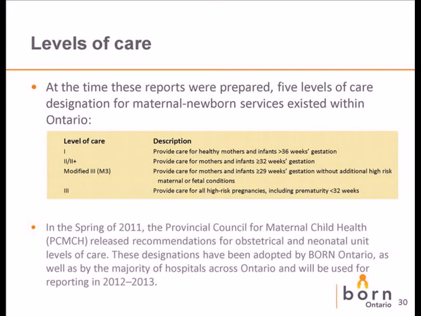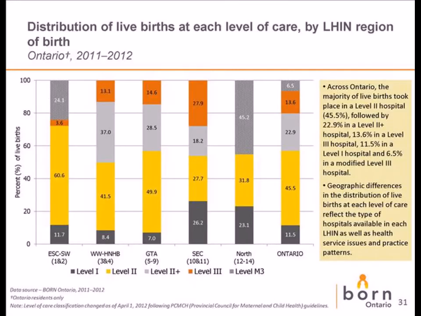So let's move on and talk a little bit about maternity health services. You'll see some of these slides are presented based on levels of care. The levels of care in Ontario changed as of the spring of 2011 as a result of the working group that the Provincial Council for Maternal Child Health convened. So this is PCMCH. What you're seeing in this data are the historical level 1, 2, 3 levels of care. The next set of data that we're able to show you next year will have the newer levels of care reflected in it. But for now, what we're seeing is based on level 1, 2, 3.